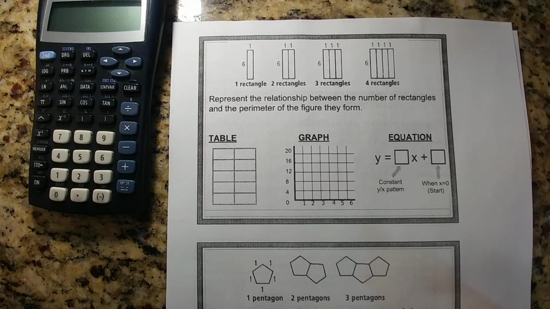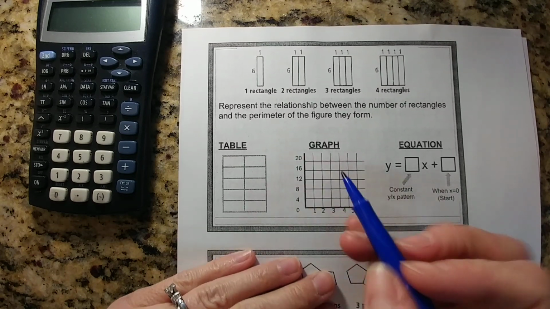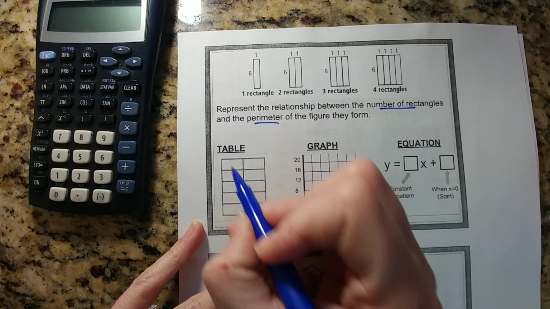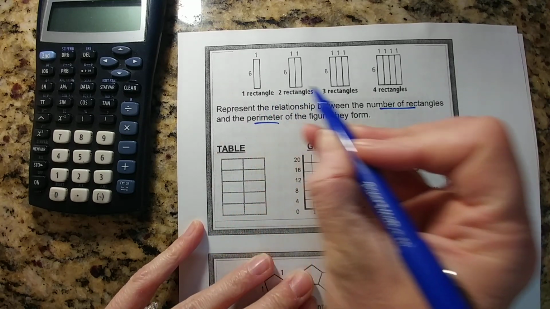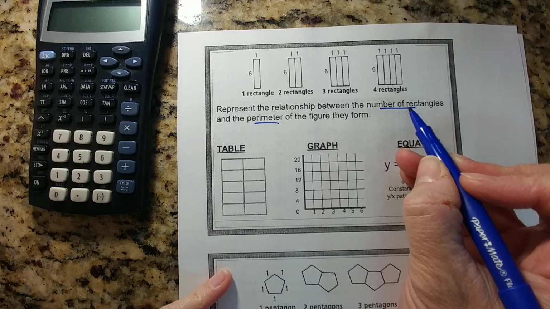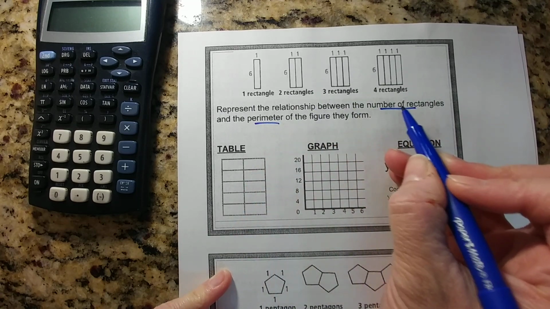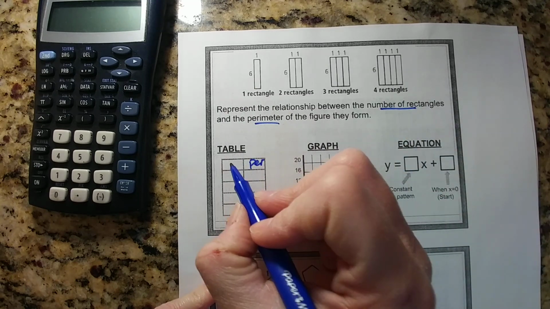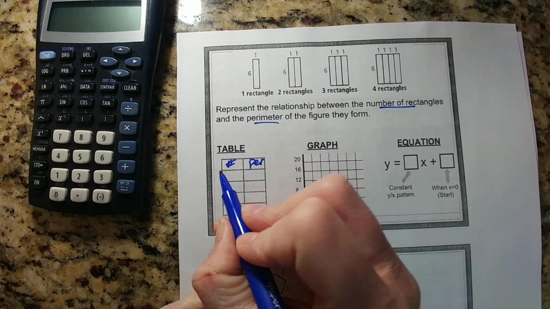So here we're going to be representing the relationship between the number of rectangles and the perimeter. So a little geometry connection here. So number of rectangles and perimeter. Well, our perimeter is going to depend on how many rectangles we have. So because our perimeter depends on this, our perimeter is the dependent. So that's my y. And the number of rectangles, that's my x.